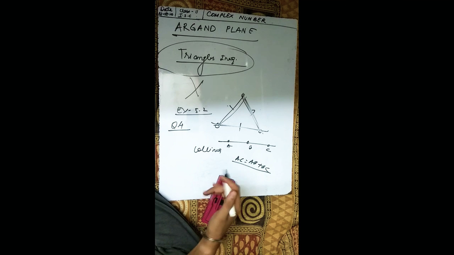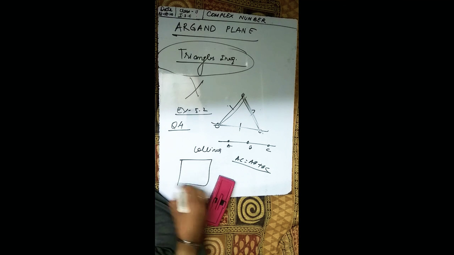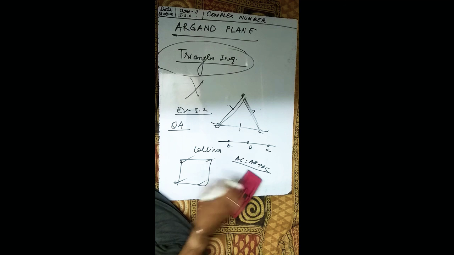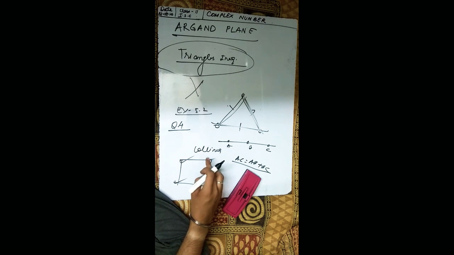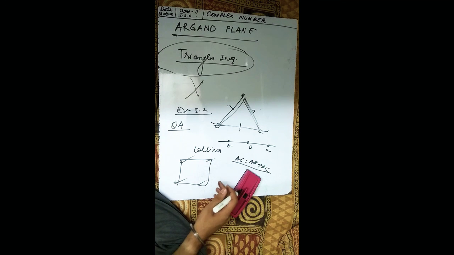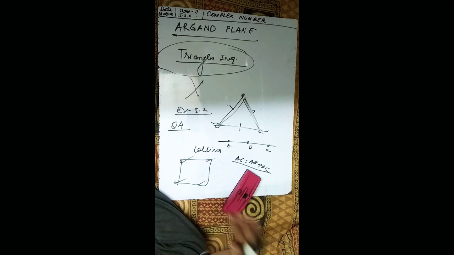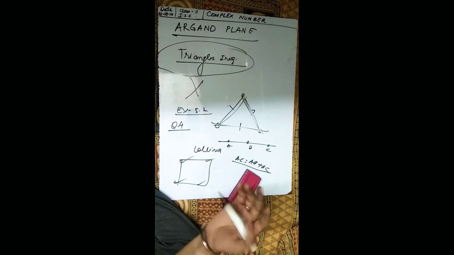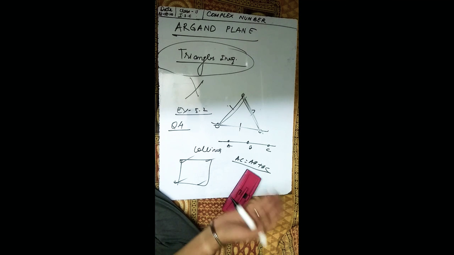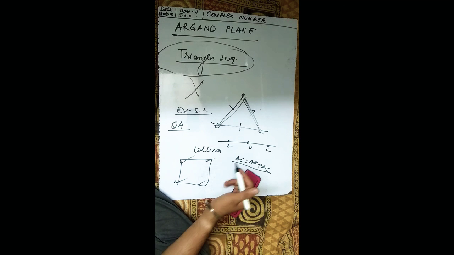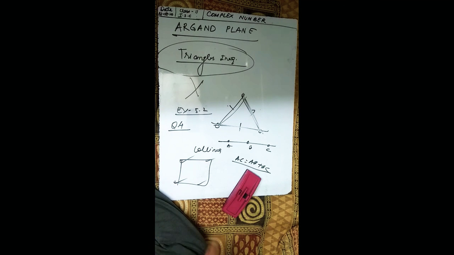In the third question, you have to prove it is a square. You are given all 4 points. Again, you have to use the distance formula and prove this. In the fourth question, you have to prove they are the vertices of a parallelogram. You also know the properties of a parallelogram: opposite sides are equal and the diagonals are not equal. So like that you can do this exercise.